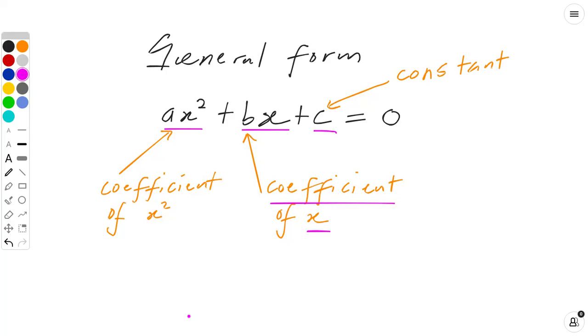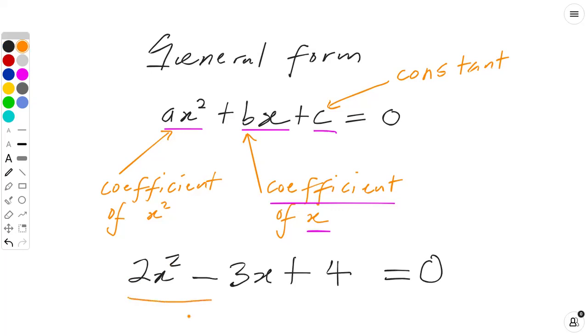Right. Now, I'm going to write down an example of a quadratic equation that is in general form. And here's the equation. It's 2x squared minus 3x plus 4 is equal to 0. Right. So as we can see, this equation is in the general form.